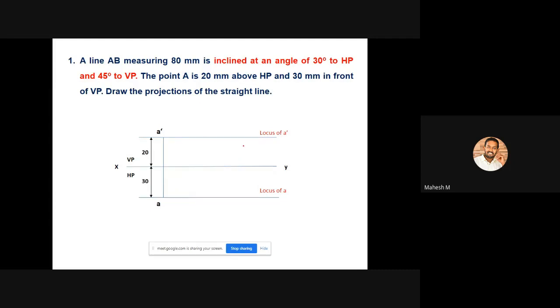Also with that, you have to mention the name of this horizontal line. Here you can mark it as locus of A dash. If you are creating a point called A dash, you mark it as locus of A dash. If you are creating a point called A, you mark it as locus of A. So the name of this horizontal line is locus of A dash, and the name of this horizontal line is locus of A. What is the name of this line? It is a reference line. There is no name for this vertical line. You don't have to worry about this.